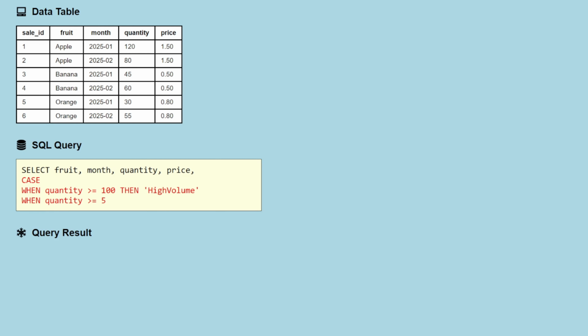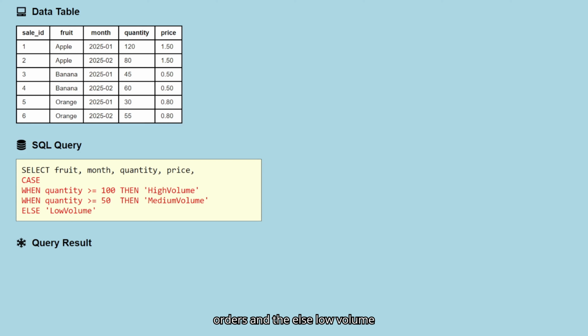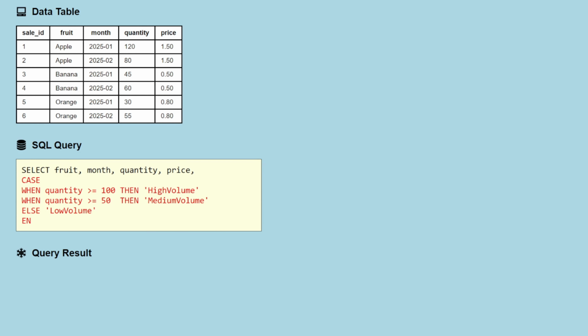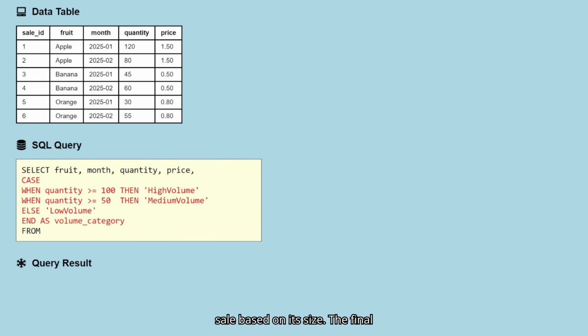The second, WHEN quantity >= 50 THEN 'medium volume', catches mid-sized orders, and the ELSE 'low volume' handles everything smaller than 50. Finally, END AS volume_category closes the block and names the new column volume_category. In everyday terms, you're teaching SQL: check how many were sold, then label each sale based on its size.